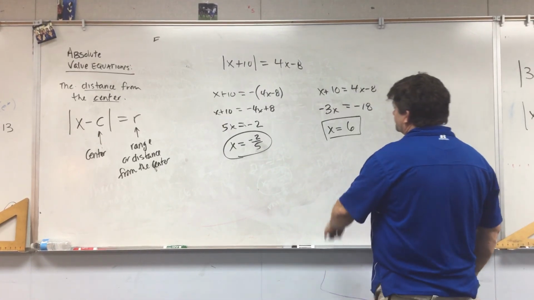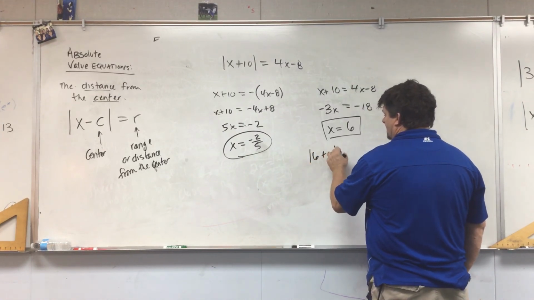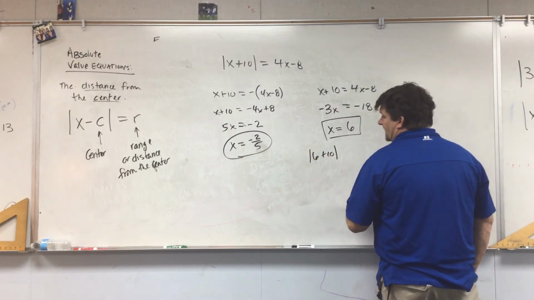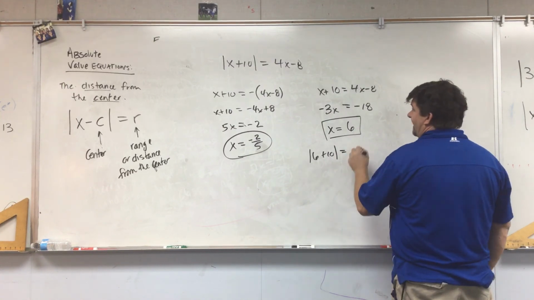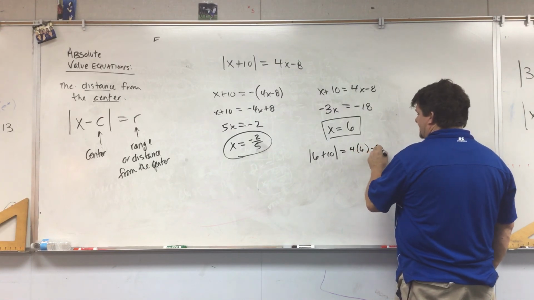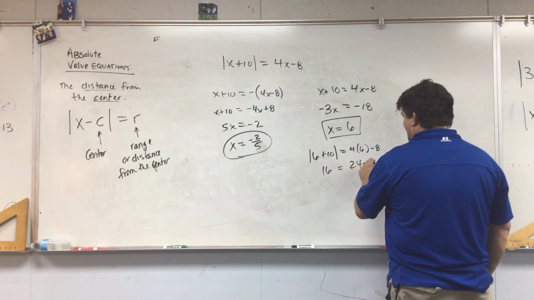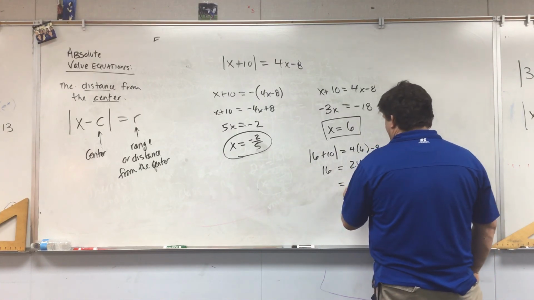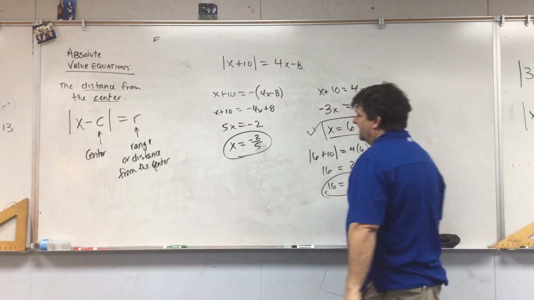So we can plug it in, and I get 6 plus 10 here equals 4 times 6 minus 8. So that's 16 equals 24 minus 8. And that gives me 16 equals 16. So that's a solution. So we're good there.